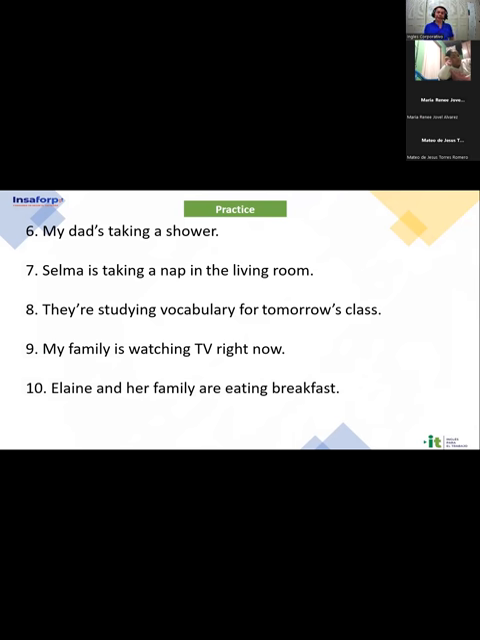My dad's taking a shower. Selma is taking a nap in the living room. They're studying vocabulary for tomorrow's class. My family is watching TV right now. And Elaine, and her family, I don't know, right? But Elaine. Okay, good. Then I need sentence number 6. We have Moises. Sentence number 7, William. Sentence number 8, Ada. Sentence number 9, Brenda Lee or Brenda. Depends, right? And sentence number 10, Carlos, Mr. Carpio Barca. Ready? Okay, here we go.